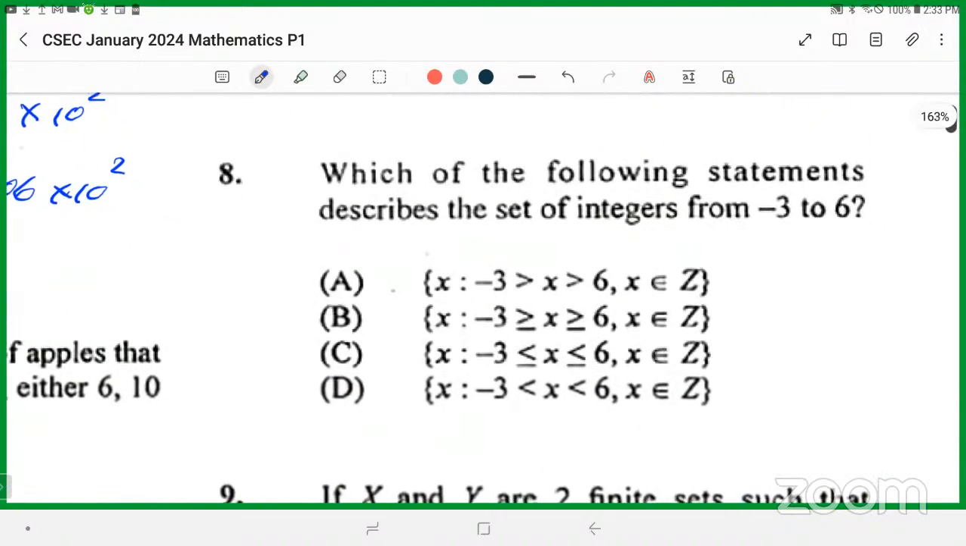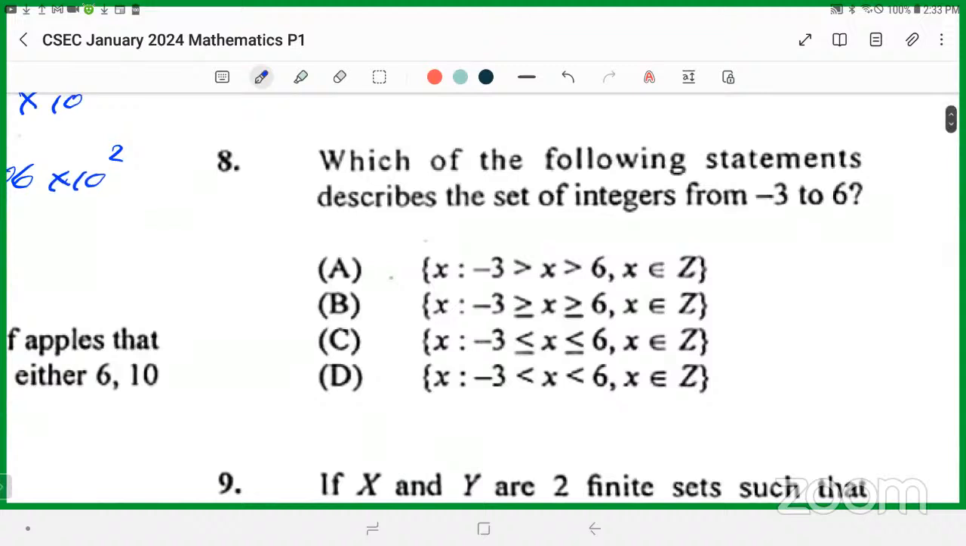Next question says, which of the following statements describe the integers from -3 to 6? So you're including them. It did not say between. If it had said between, then you could not include them. But it said from, meaning you're including them. So you have to include the -3. Then you have to include the 6. So looking for which one of these inequalities represent that. Z means integer. So this statement here means X is a member of integer. Z is a symbol for the set of integers.